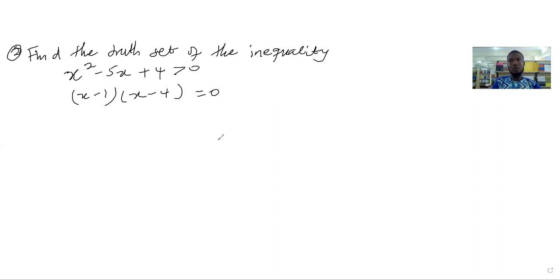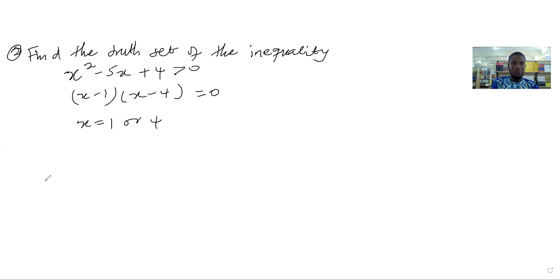Equal to 0. Sorry for all those who cannot factorize quadratic equations. Don't worry, I will produce a video on that, just purposely for factorizing quadratic equations. So that means our x is going to be 1 or positive 4.